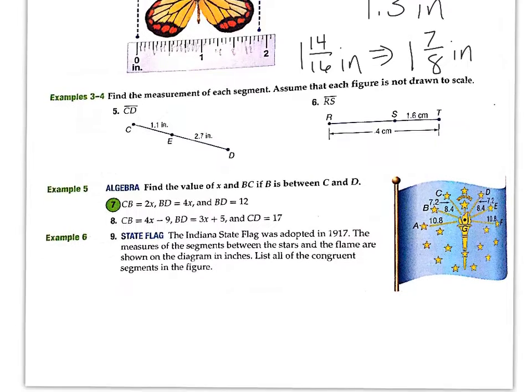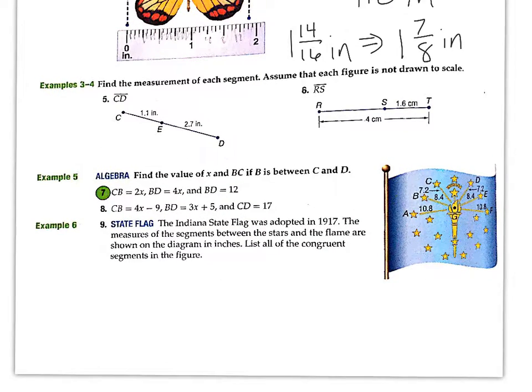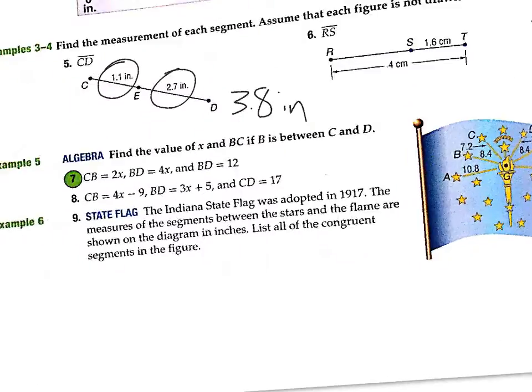Okay, let's scroll back down here and look at a couple of these others. Right here, number 5, it wants the measure of the segment CD. So when you're looking here from C to D, how do you get that? All you do is you add these two together. If you do that, you get 3.8 inches. Alright, let's do one that's a little bit more difficult here.